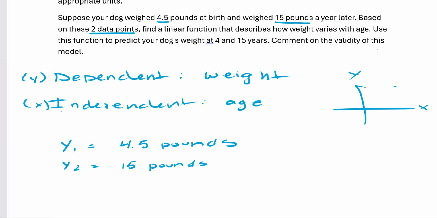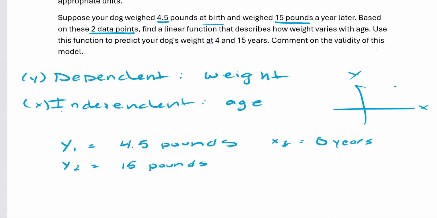Now each Y value goes with an X value. So how old? We know that X is the independent, X is also the age. So when the dog was 4.5 pounds, how old was the dog? How many years old was it? Reading the question again, it says, suppose your dog weighed 4.5 pounds at birth. So the moment it popped out, it weighed 4.5 pounds. So it is not any years old yet. It's, I don't know, a millisecond old, but for the sake of this, we're going to say it's 0 years old.